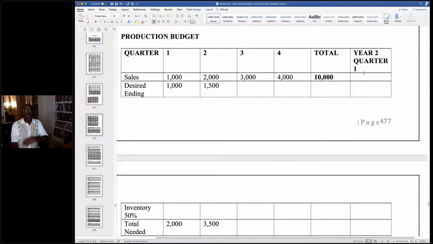Okay, so the quarter 1 amount is going to come from year 2, first quarter, year 2, quarter 1. So you're going to calculate that. Remember, it's 10% of the break-even year quantity. And you're going to bring it back.